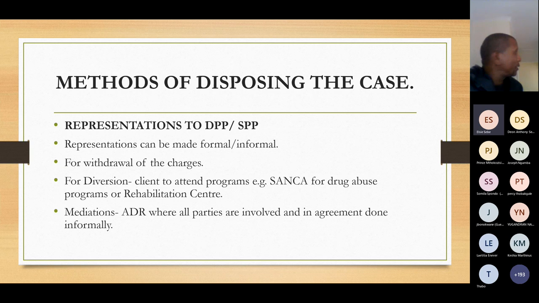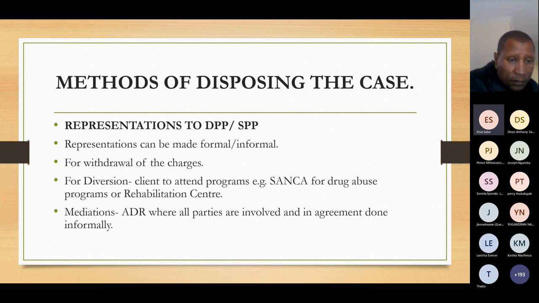I believe we have really done a lot. We can't finish everything, as we say, but we have to make sure that we touch on every other important aspect. So we are moving to another leg of this topic on criminal practice, court practice. It's the methods of disposing of the case. So how do we get the case to be disposed of?